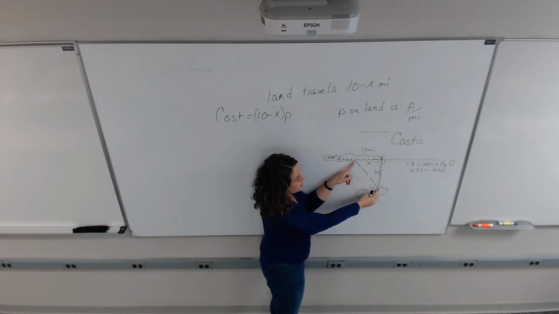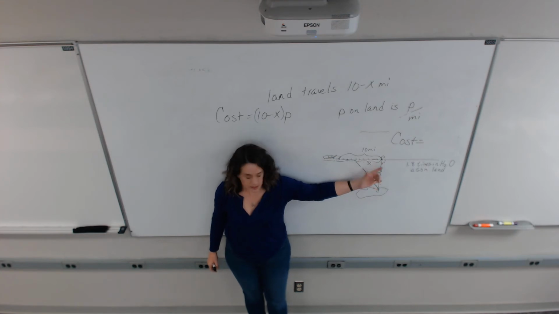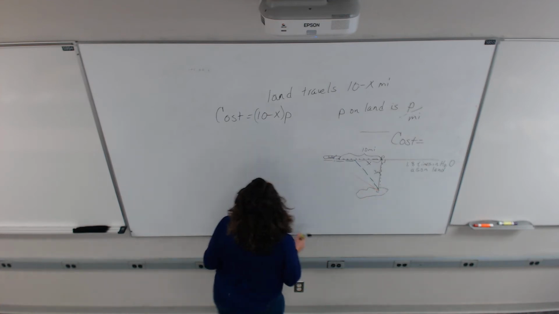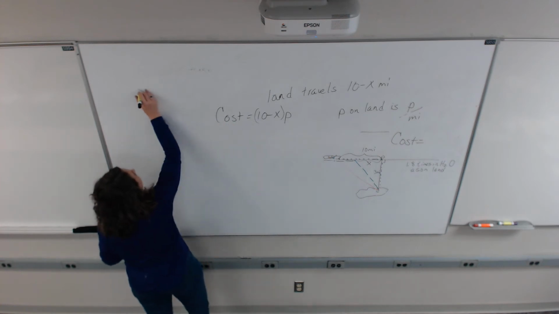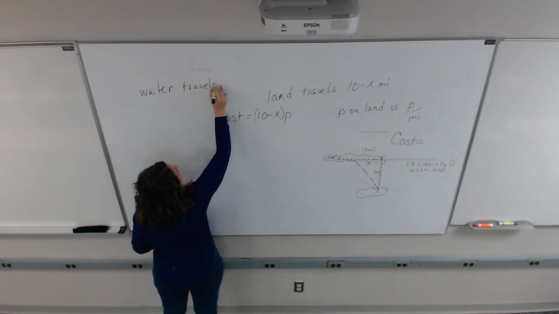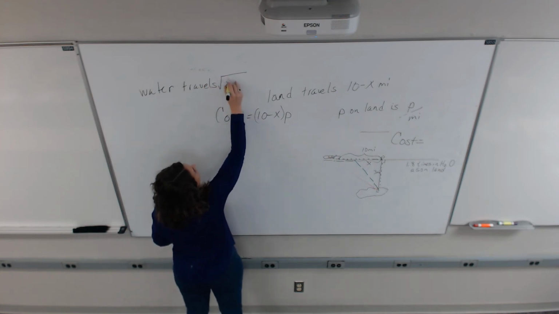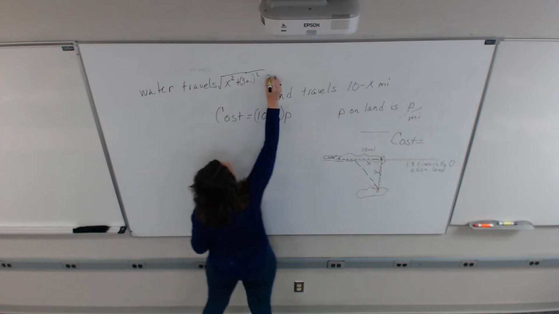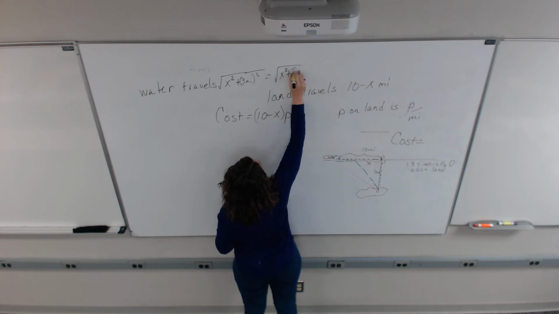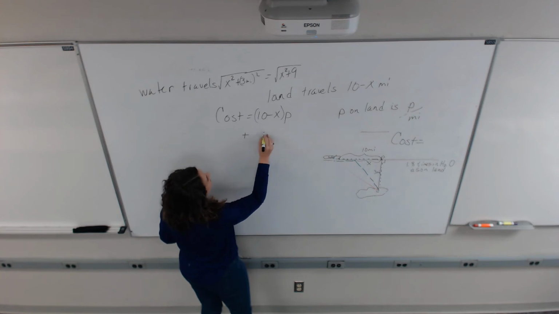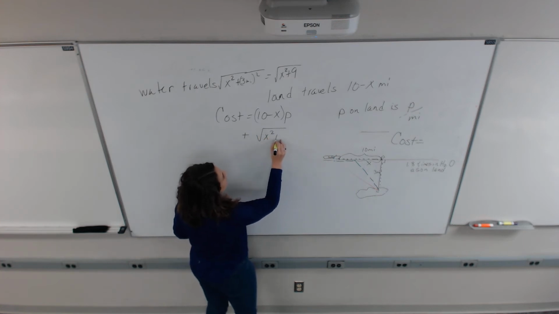But I have a right triangle. This leg is X, this leg is 3 miles. Can I find the distance that it traveled under the water? What would the distance under the water be? X squared plus 3 squared. Square root of X squared plus 3 miles squared, which would be the square root of X squared plus 9. Okay? So I need to add to my cost function the square root of x squared plus 9.